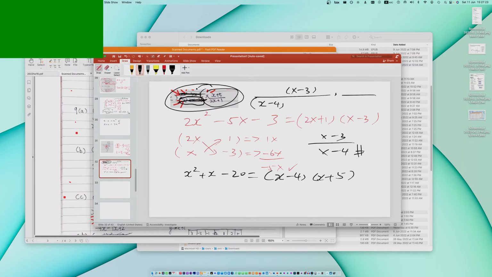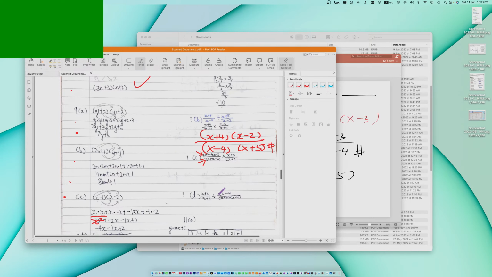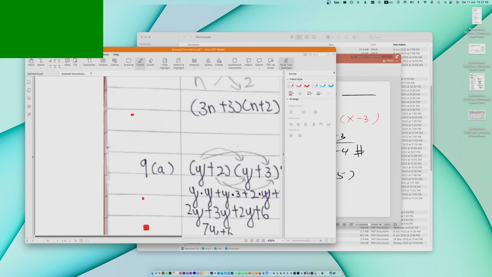Okay, so same trick below. This one, divide. What you do? Continue. When you divide something, you need to change it to times, and then you flip the second fraction. If you cannot see, you can see from here.